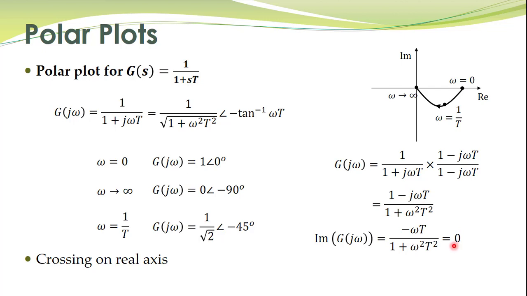So what are the frequencies for which this graph will cross the real axis? Omega equal to 0 satisfies this equation, and omega equal to infinity also satisfies this equation. So these are the 2 frequencies for which this graph will cross the real axis. We have already determined the corresponding frequency response corresponding to these two frequencies. So we have already determined one point was over here and the other point was over here. So this is the polar plot for this transfer function. Any question up to this point?